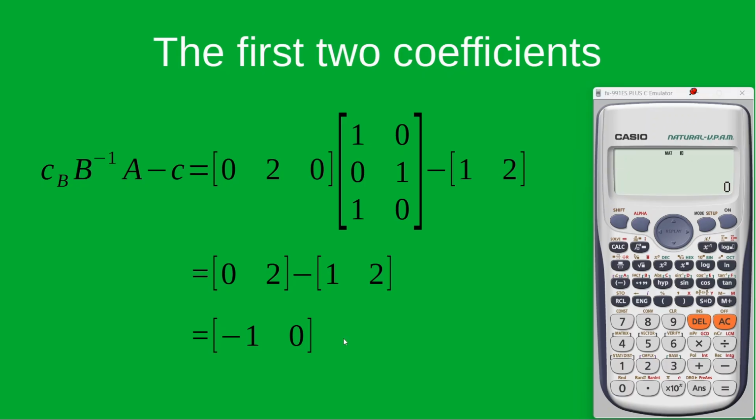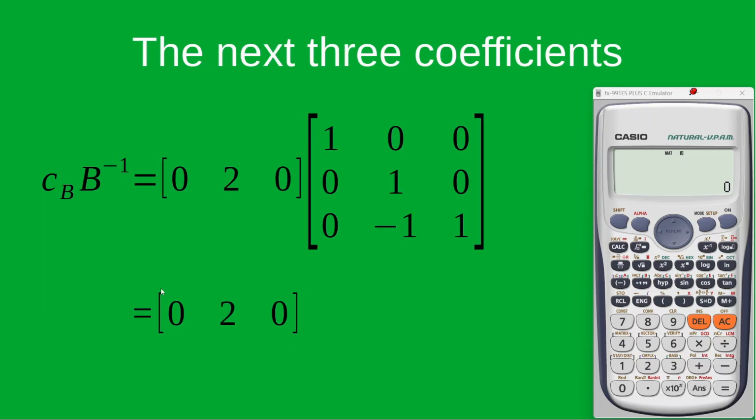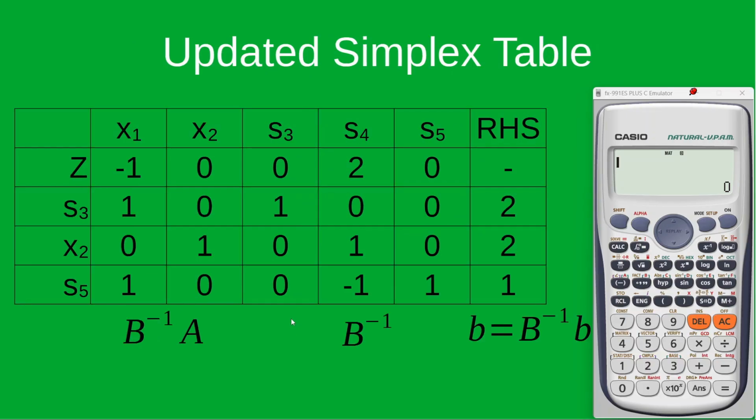Now we find the next three coefficients of the objective function. For that, they are given by CB into B inverse. That is, CB, as you already know, is 0, 2, 0, and B inverse is something we have already found using the calculator. So that's going to be 0, 2, 0, right?